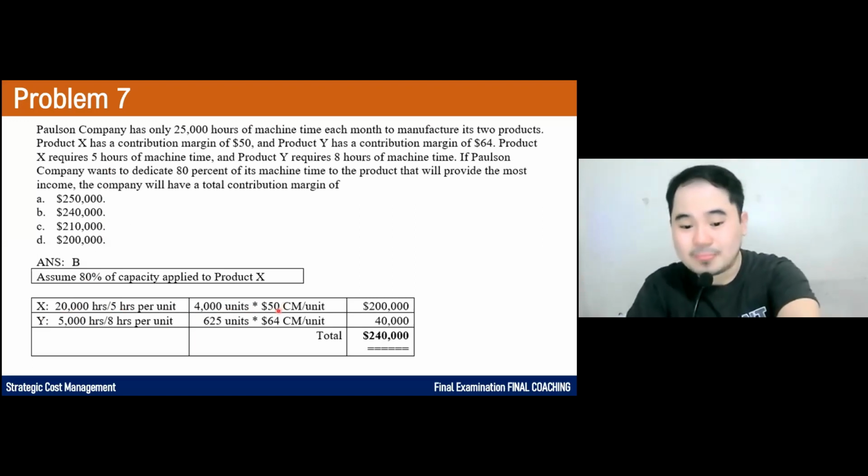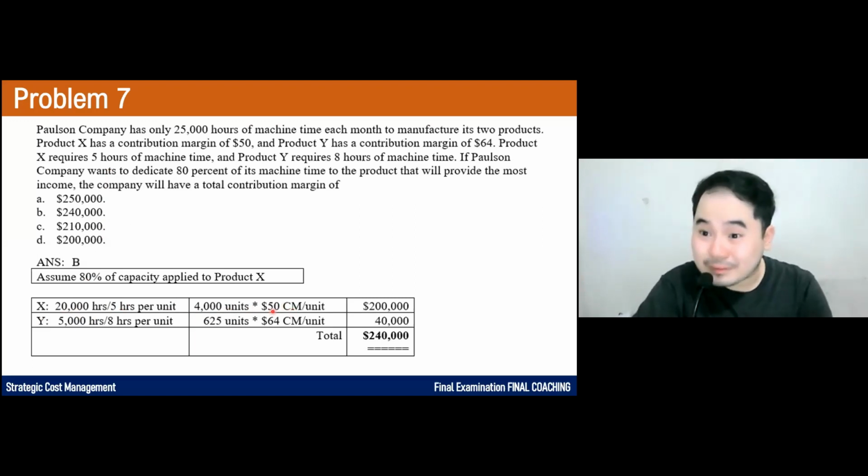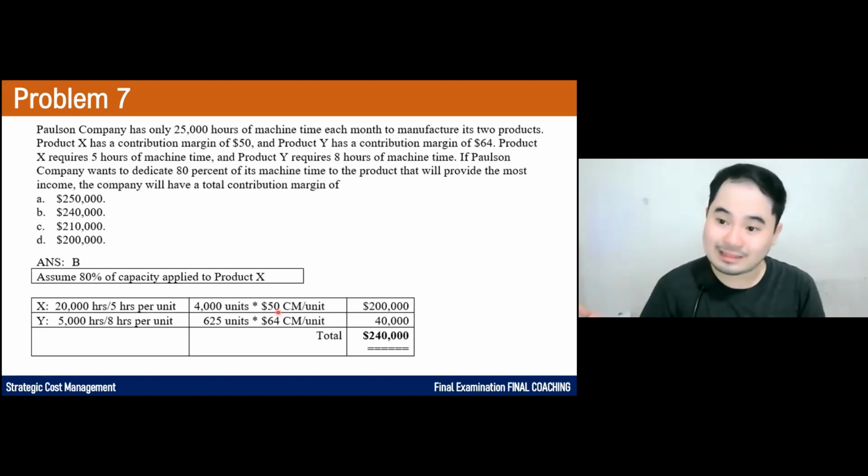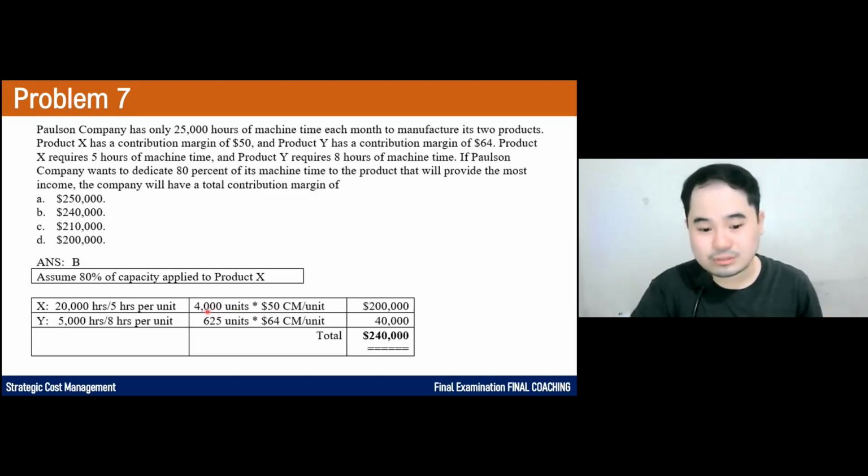Take note ha, yung CM per unit na yung ginamit ha, kasi nakuha na natin yung number of units na ipoproduce. By units na siya, kaya CM per unit. Baka malito kasi kayo. Baka ma-multiply nyo yung 4,000 sa 10. Hindi. Ang 10, pang-check nyo lang yon ng contribution margin per scarce resource. So 4,000 times per unit na tayo ha. 4,000 times 50, so that's 200,000.